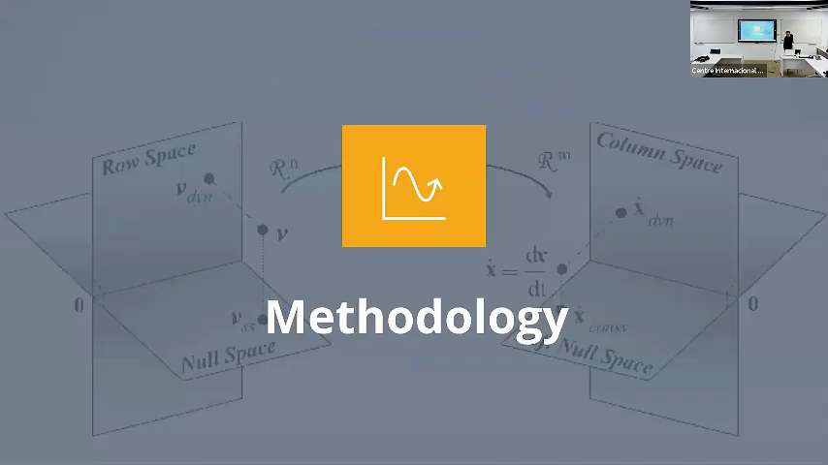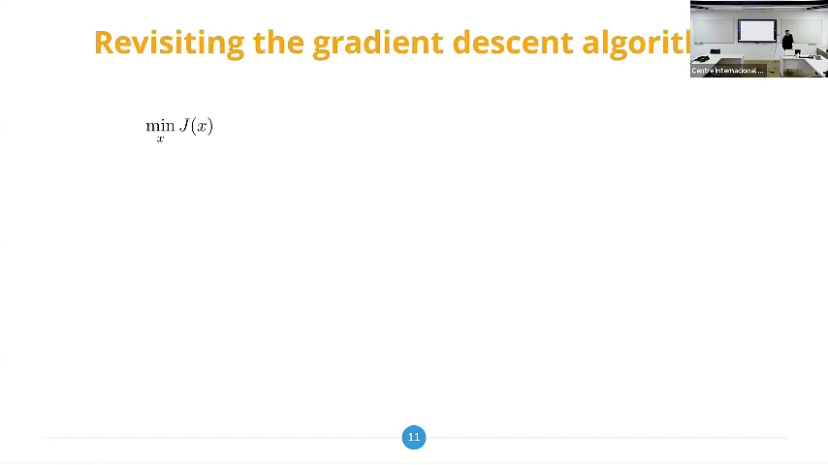So now let's go to the methodology. Before defining the Null Space, I think it's a very good idea to revisit the gradient descent algorithm. So imagine we want to minimize a function j as a function of x. x could be, for instance, the characteristic function, density, level set. So we have 1 million unknowns. Then this problem, since j is nonlinear, is non-convex. We have a lot of local minima, and it's very hard to solve.